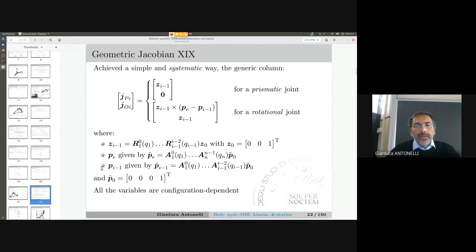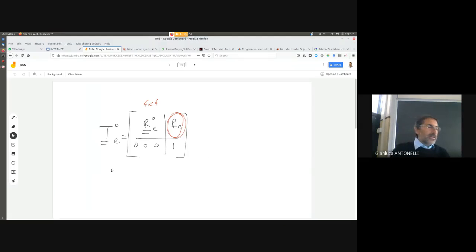Actually, the third bullet says something that is an intermediate point with respect to the second bullet. I need the origin of all the frames along the structure before the end effector. So in fact, I have my robot. This is the end effector. In order to compute the geometric Jacobian, I need all the origins of the frames. I need all the positions.